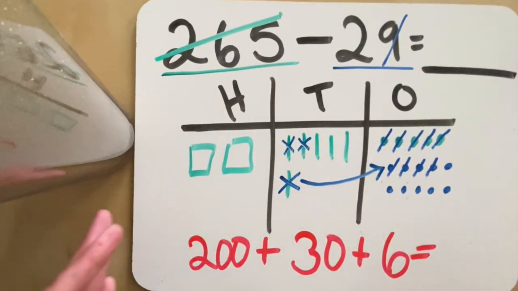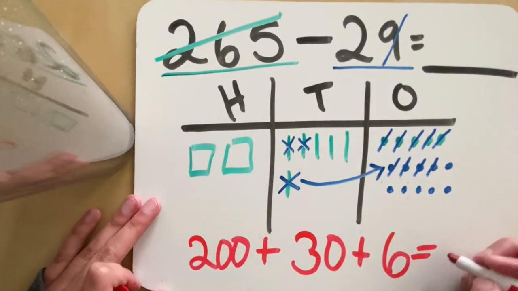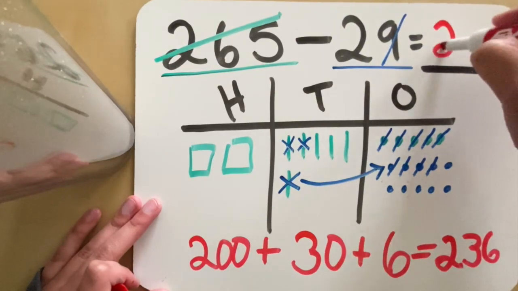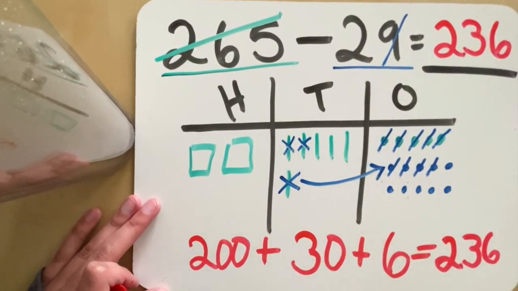Next, we're going to take this number and squish it all together. So we have 236. And that would be our answer.